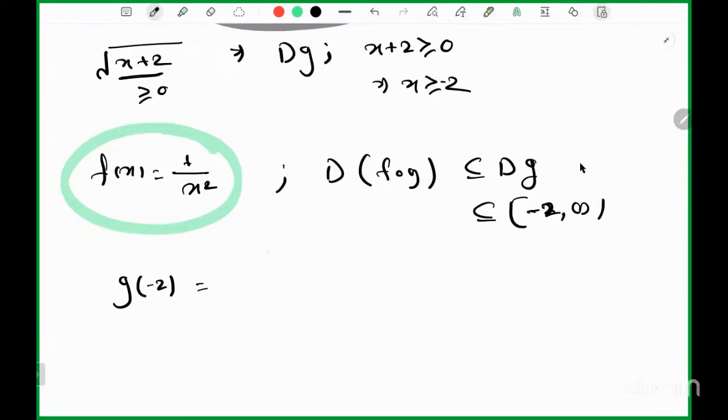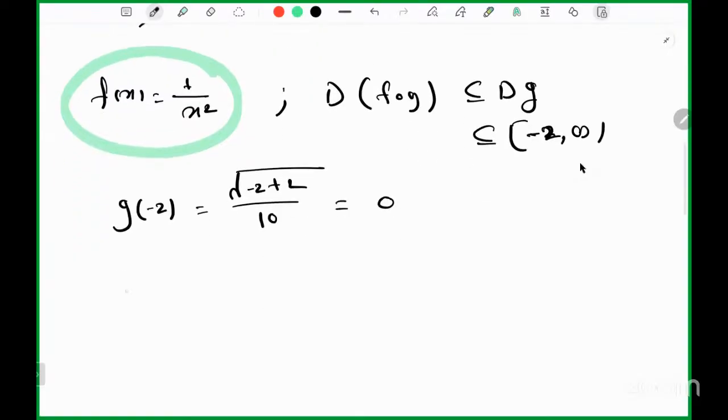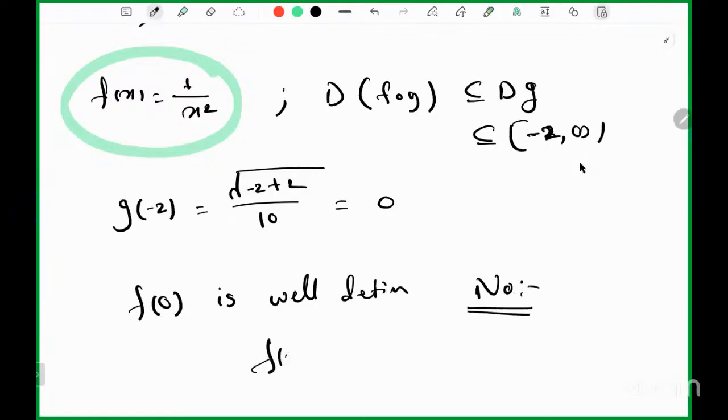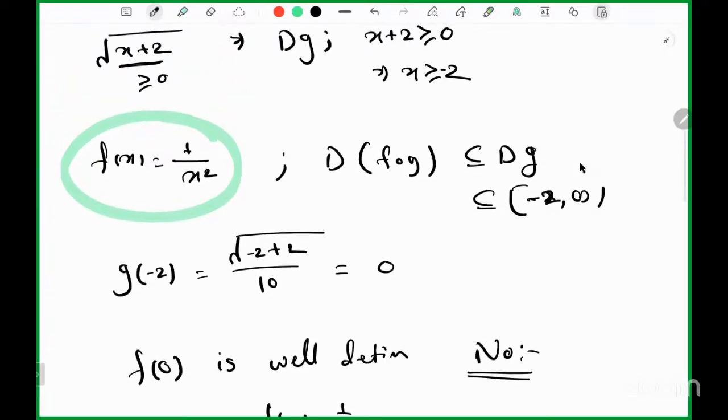So g of -2 is the square root of (x plus 2) by 10. Right? That means under the root, in place of x, I have to write -2. So g of -2 is actually equal to 0. Now, is f of 0 well defined? So the answer is no. Right? Because f of x is 1 by x square. So f of 0 is not well defined. So that means option A is also incorrect.